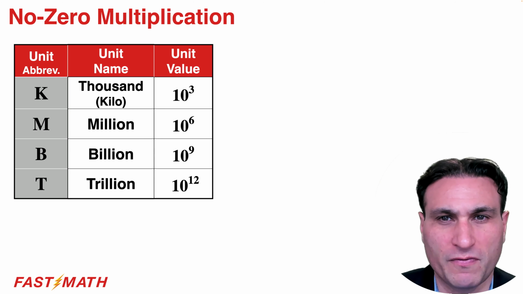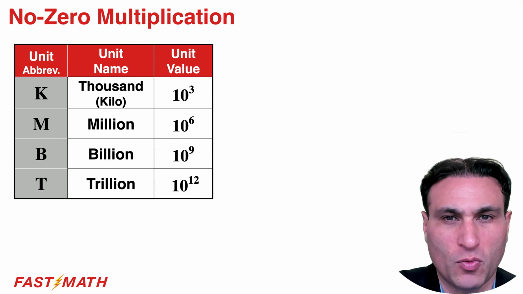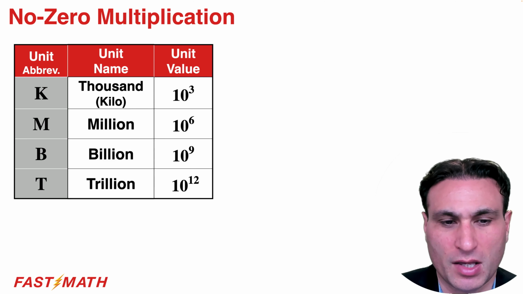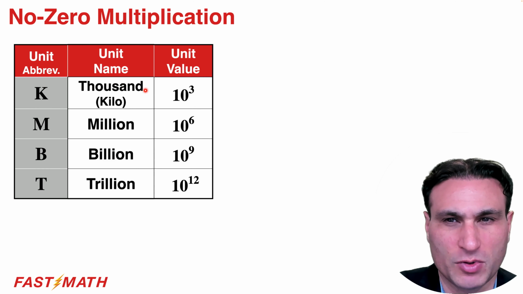To review, we define these units of magnitude with unit abbreviation, unit name, and unit value. Thousand, million, billion, and trillion. K is the abbreviation for thousand, which is 10 to the third. And each abbreviation is the first letter of the unit name, except K is the abbreviation for thousand, and K comes from kilo, which means thousand in the metric system. We use T for trillion, so we need to use another letter for thousand.